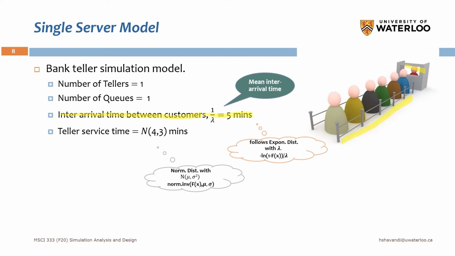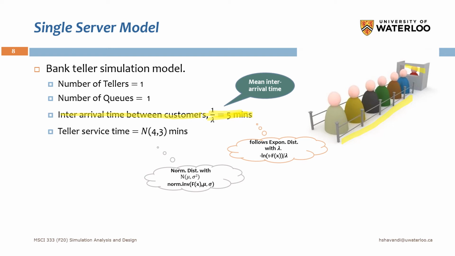So here we assume that the inter-arrival time for the arrivals is based on an exponential distribution. The mean for the exponential distribution is 1 over lambda, and here we have 1 over lambda, the mean inter-arrival time, as 5 minutes. So the inter-arrival time for the customers is based on an exponential distribution, and the mean inter-arrival time is 5 minutes. Okay, 1 over lambda is 5 minutes.